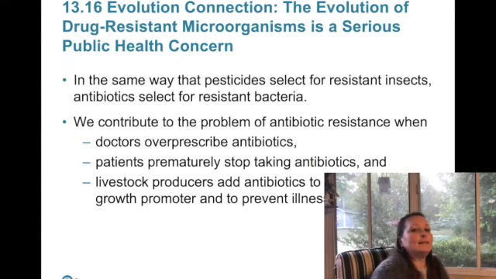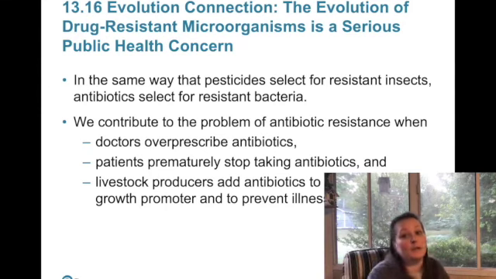Evolution of drug-resistant microorganisms is a serious public health concern. Oh, heck yes it is. When I made that comment about the pesticides with the insects, I said we're getting to something else. Here we are. We're to the something else. Antibiotics. Huge issue with antibiotics. They are one of the most overprescribed things and overused, and because of this, we are getting antibiotic-resistant strains of stuff. This is a really big deal.